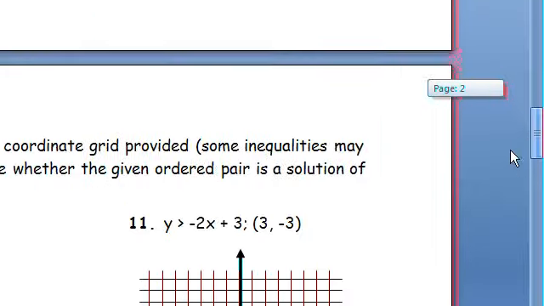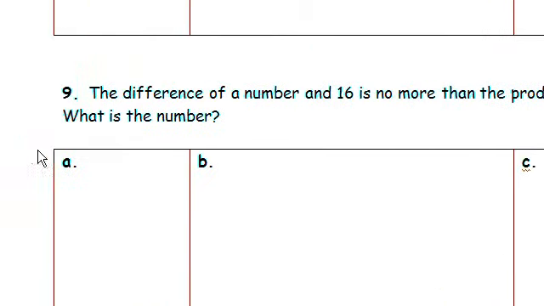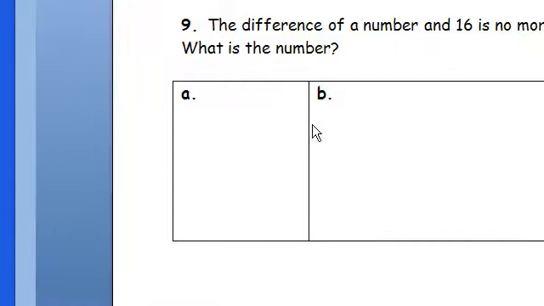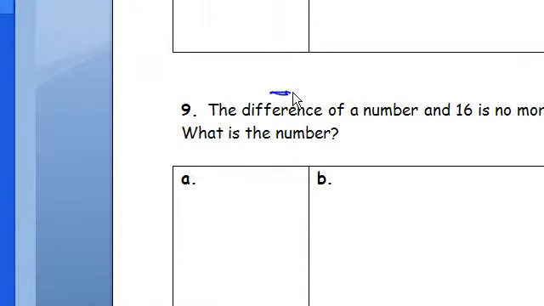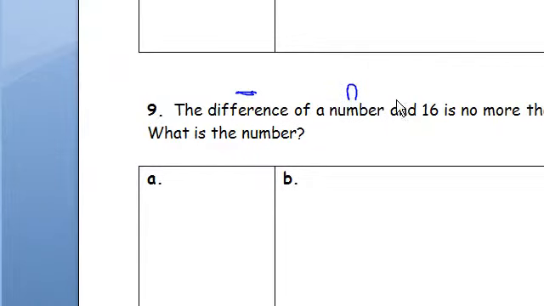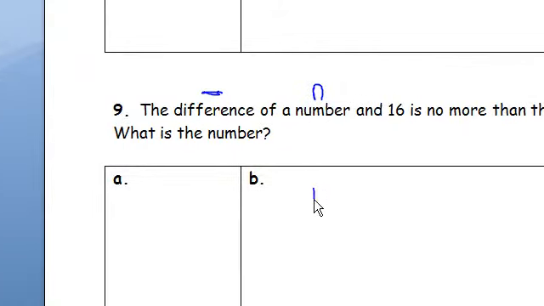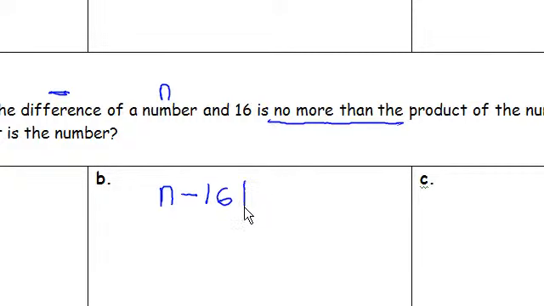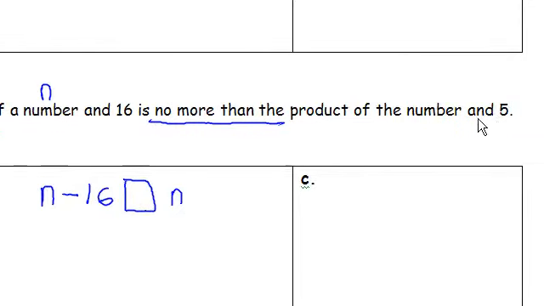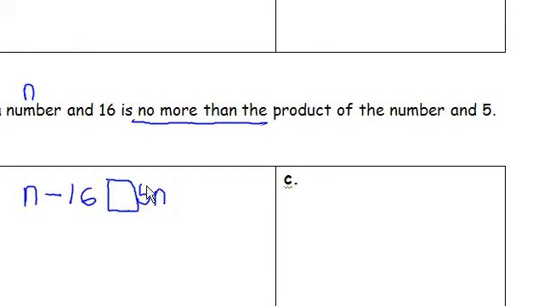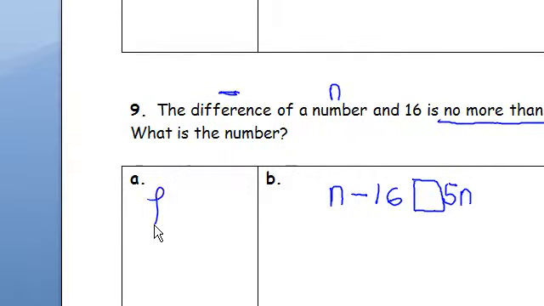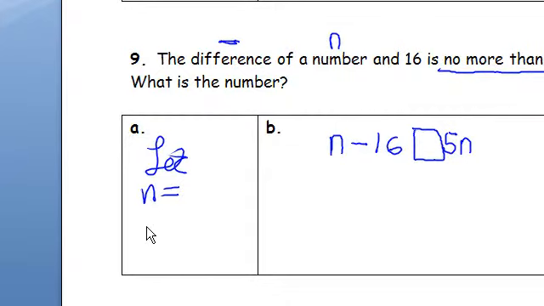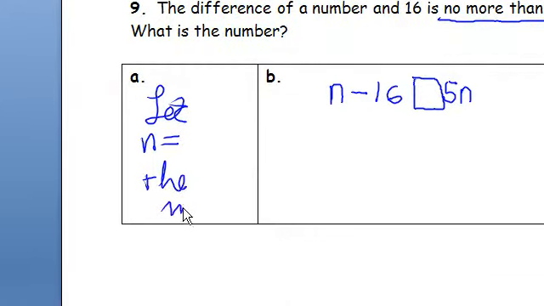Number 9, we had a lot of questions about these types of problems. The difference, that means subtract, of a number, I'll make that n, and 16 is no more than, okay, I'll draw a box here, I'll fill that in later, is no more than the product of the number and 5. So that'd be 5n. What is the number? So I'm going to say let n equal the number.